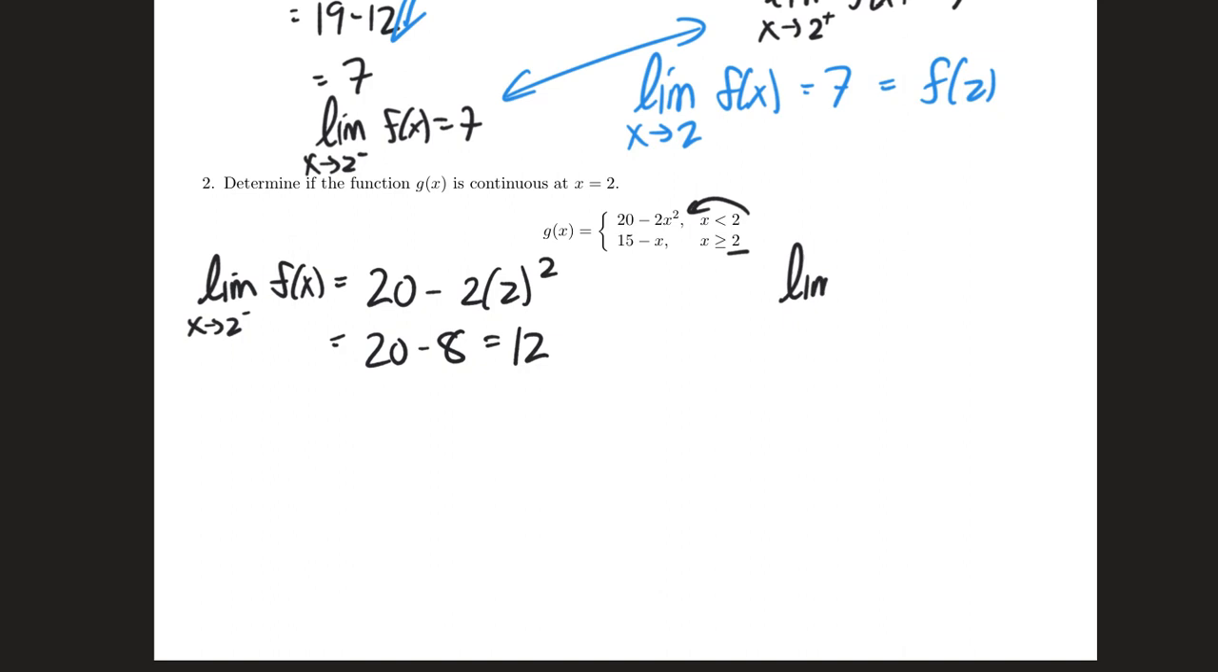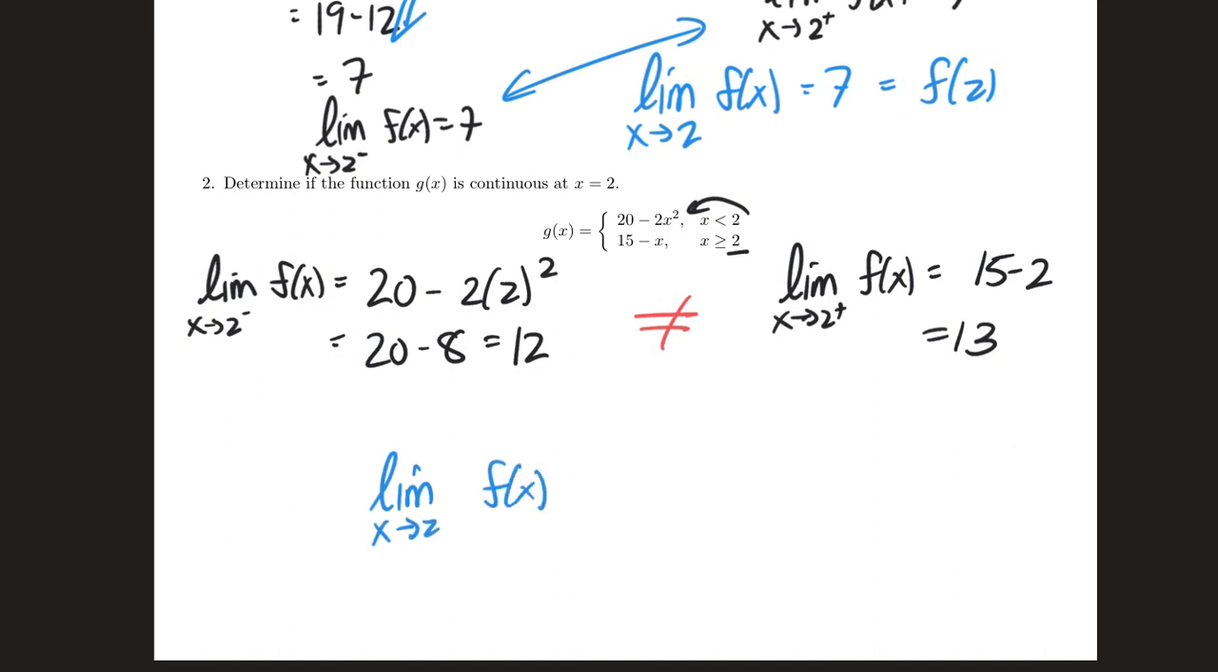The right-hand limit is when I'm plugging 2 into the bottom function, 15 minus 2, and that's 13. All right, these two things are not equal, and that means the limit as x approaches 2 does not exist. And if that doesn't exist, that means this function is not continuous, right? Because the limit existing is part of being continuous.